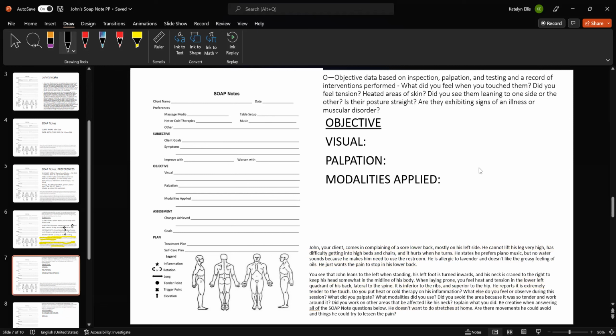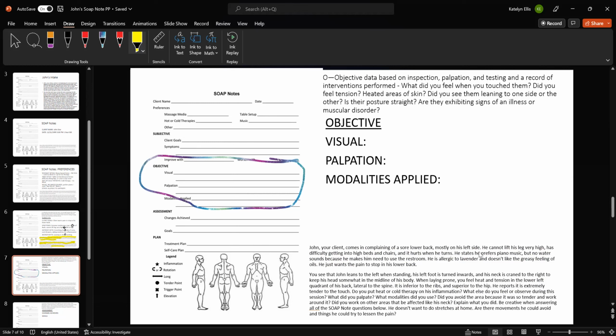Objective. We are looking for visual things that we see, what we palpated, and what modalities we applied. And we're filling this in here. We're filling this in after the massage. You're filling in subjective before the massage. Okay. All right, let's see what we saw and what we felt.